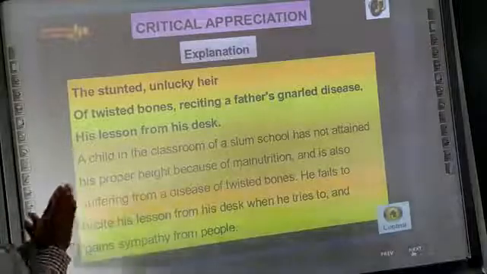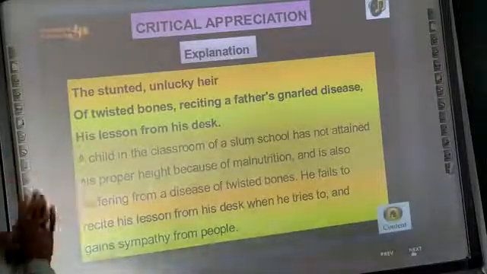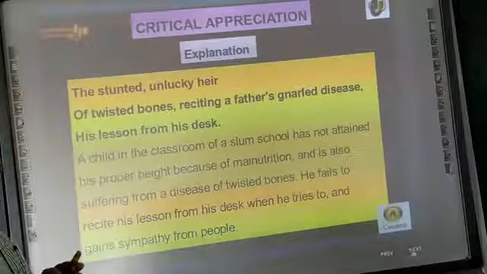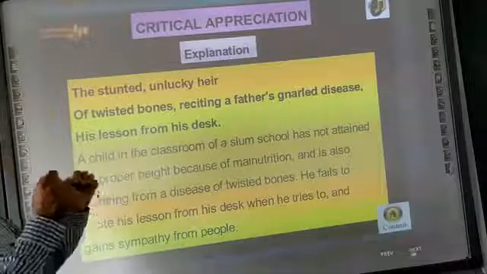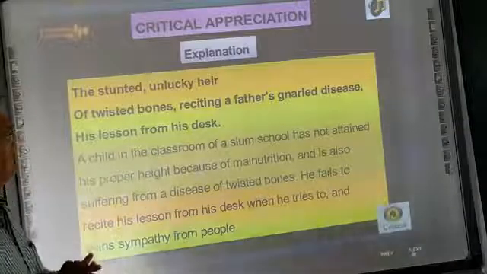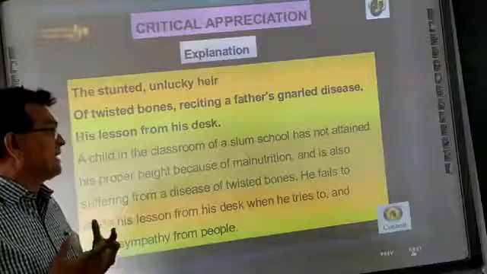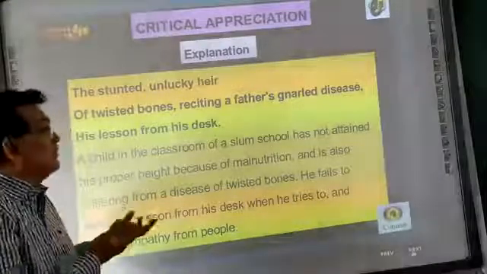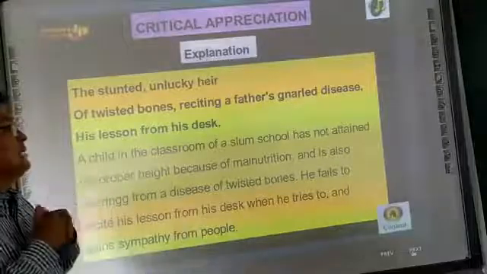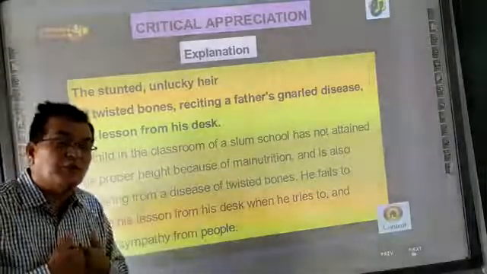Now, explanation of these lines. "The stunted, unlucky heir of twisted bones, reciting his father's gnarled disease, his lesson from his desk." Now here, reciting, what do we recite? It means again and again you remember. So here he is again and again trying to remember what he has inherited from his father.